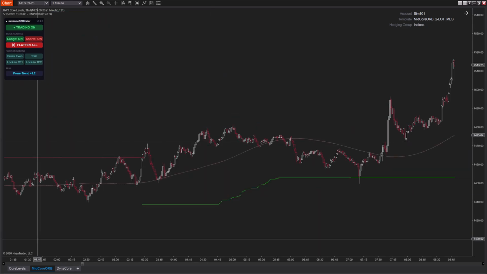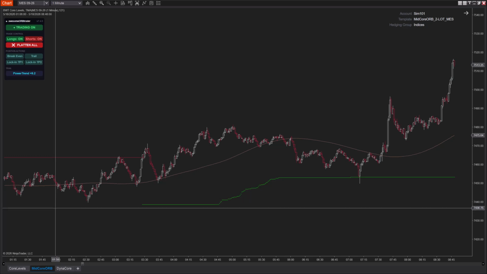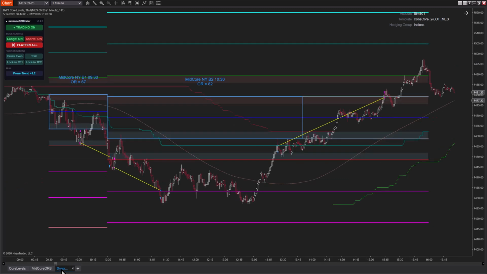Okay, so let's move on. I want to make this like a short video. The DynCore is a little different because it only has one target. Okay, but it does a stair step approach. So what happens, same thing, we break out, pull back, secondary breakout, goes to TP1 and it only has TP1.